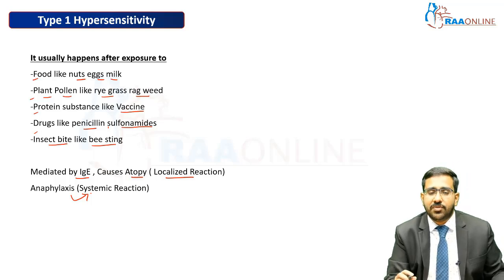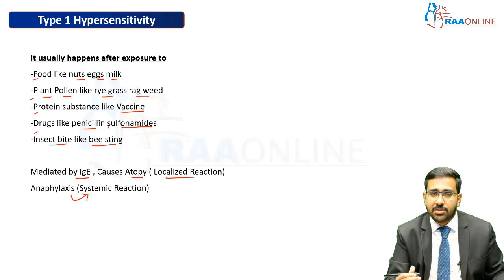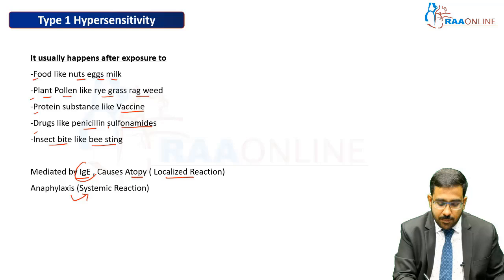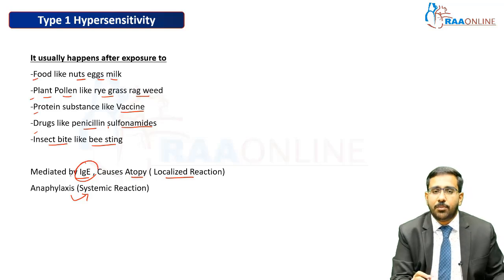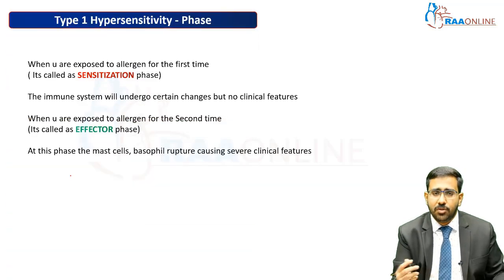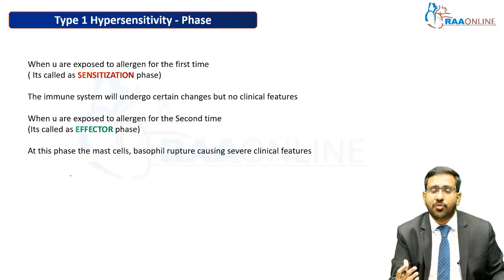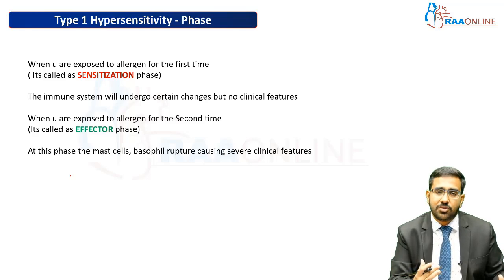If it is type 2, it is IgG mediated, and if it is type 3, it is antigen antibody complex mediated. Type 1 is immunoglobulin E. Now we will see the various phases. Whenever we talk about type 1 hypersensitivity, we have 2 phases. The first phase is the sensitization phase, and the second phase is the effector phase. Whenever we come in contact with a particular allergen for the first time, it's the sensitization phase.